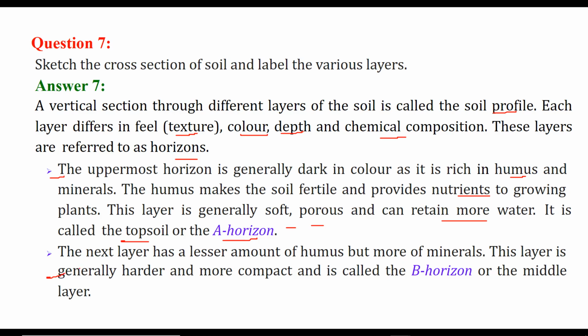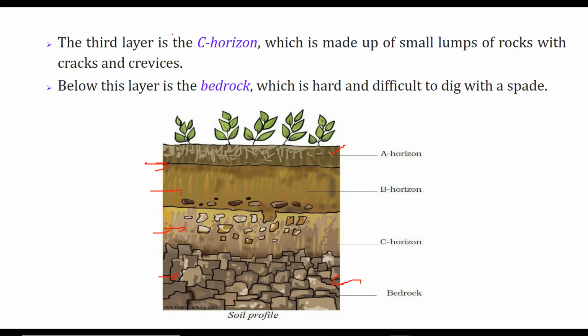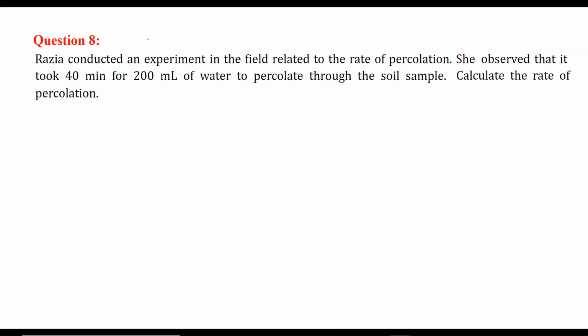Then the next layer has a lesser amount of humus but more minerals. So this layer is rather more hard and more compact. We call it the B horizon or middle layer. The third layer is C horizon, which is made up of very small lumps of rocks which have cracks and crevices. Then we have bedrock, that is the fourth one, and this is hard and difficult to dig with a spade because it contains a lot of rocks.